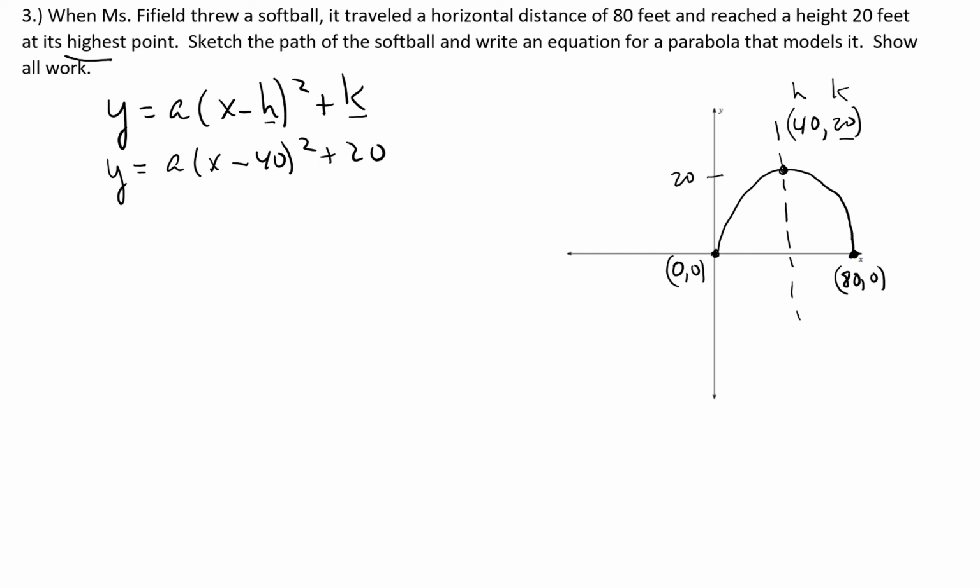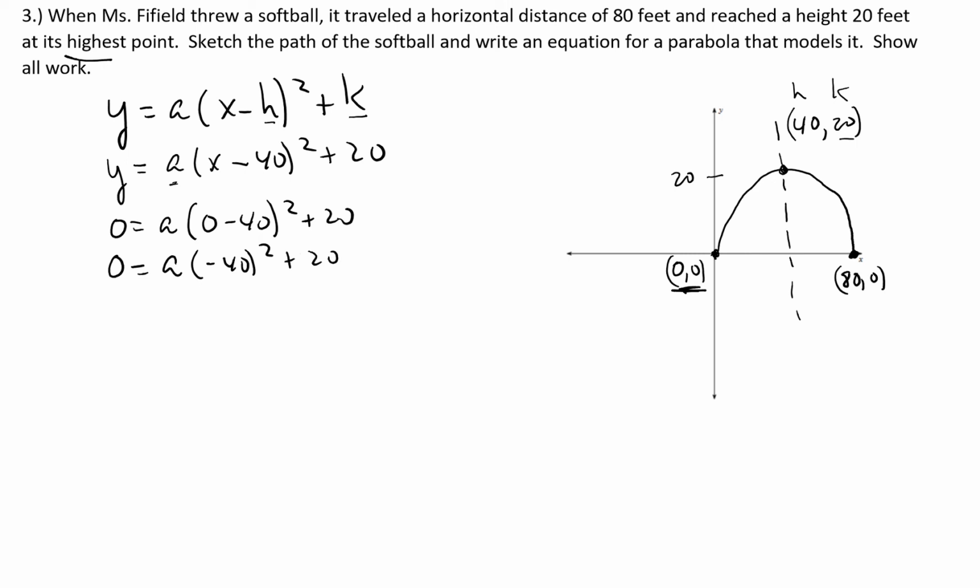All right, now the one problem with this equation is we don't know what a is, so I have to find what a is. And the thing is, I know what x and y are because I have points. I can use 0, 0, or I can use 80, 0. So I'm going to use this point here. So I'm going to get 0 equals a times 0 minus 40 squared plus 20.